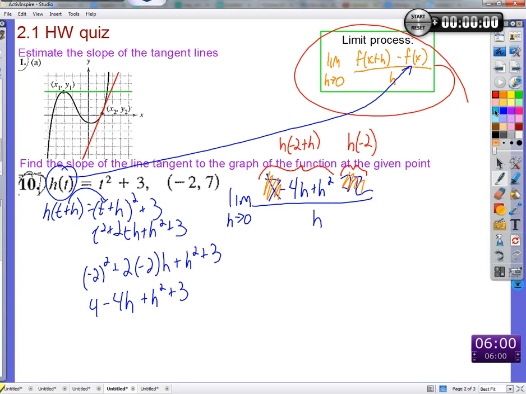Okay. And now what we have is a numerator where all the terms have h's in them, a factor of h. So we have h times negative 4 plus 1. If we factor out an h for both of those, the h's cancel. So we get the limit as h approaches 0 of negative 4 plus 1... plus h. There's the one. That makes more sense.